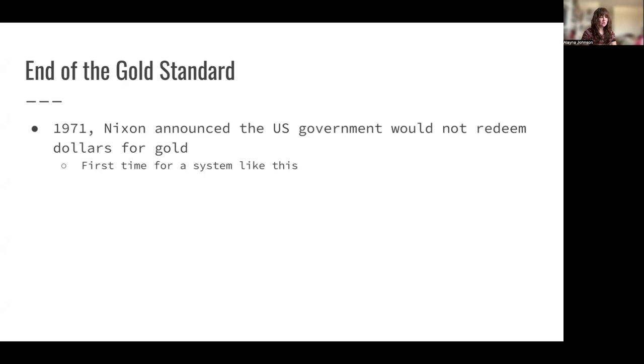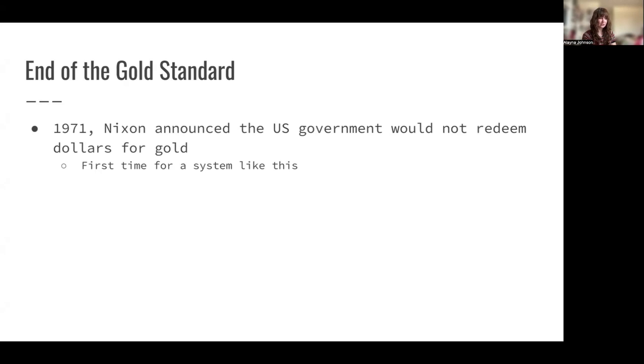So in 1971, Nixon announced that the US would no longer exchange dollars for gold, despite that being the basis for the entire global economic system. This is how the dollar became a fiat currency. It no longer had any intrinsic value and was not backed by anything at a fixed rate. This was the first time the world saw a system like this.